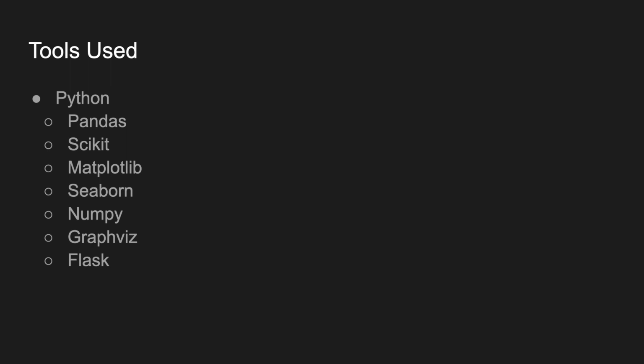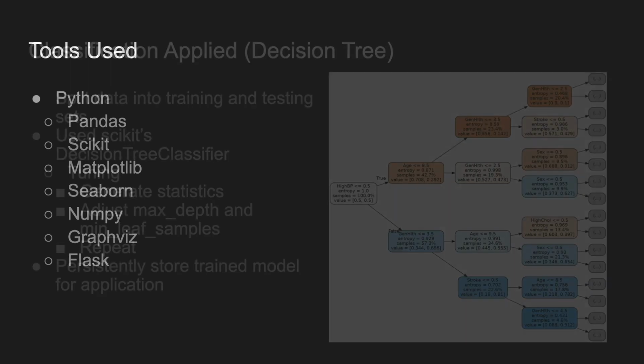Scikit was used to split the data into training and testing sets, fit the training set to a decision tree, and test the model. The resulting model object was pickled to a file so it could be loaded later for further use. Matplotlib, Seaborn, and NumPy were used to create confusion matrices, and GraphViz was used to visualize the resulting trees. These were useful in tuning the classifier. Finally, Flask was used for a web application that used our trained model.